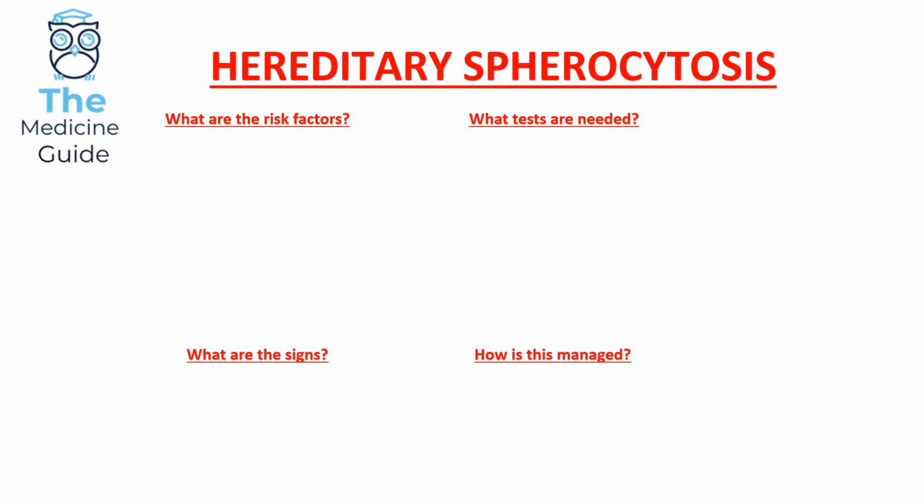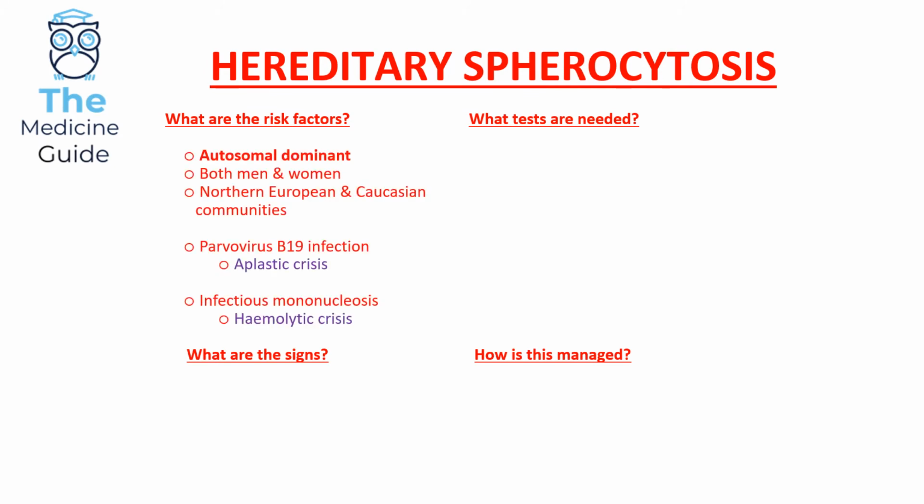So the risk factors of hereditary spherocytosis include the fact that it's more common in Northern European and Caucasian communities. It can occur in both men and women because it's an autosomal dominant condition. It's more commonly associated with patients who have a parvovirus B19 infection because it can lead to an aplastic crisis, and patients who suffer from infectious mononucleosis are at risk of developing a hemolytic crisis.